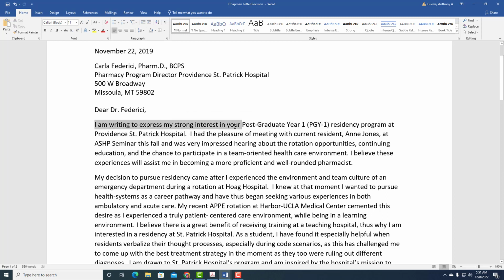"I'm writing to express my strong interest." This sentence right here, and "I had the pleasure of meeting with your current residents." This is directly from the UCSF letter of intent. It's just taking the words from someone else. And beyond the whole plagiarizing thing, you are trying to stand out. If you use the exact same sentences as someone else, you're not going to stand out. So this is really not helpful.